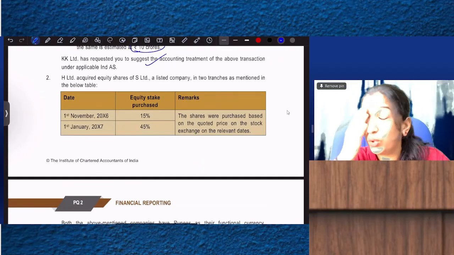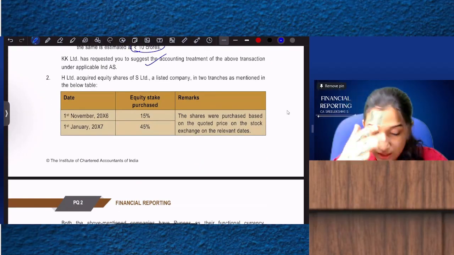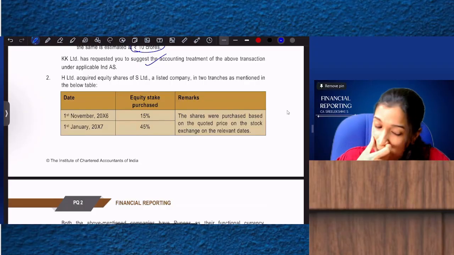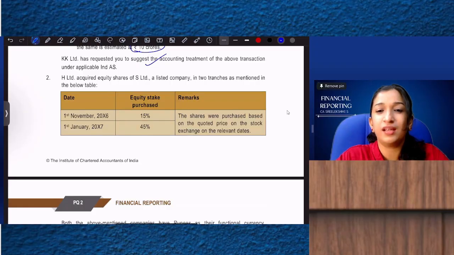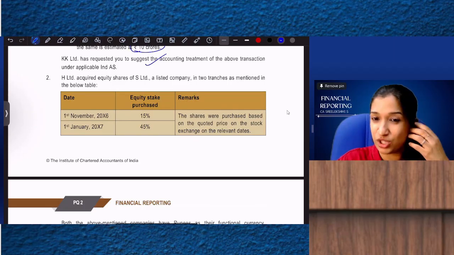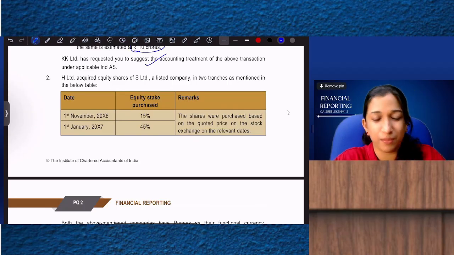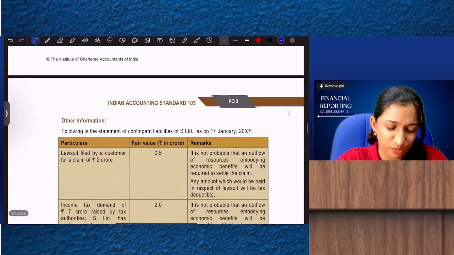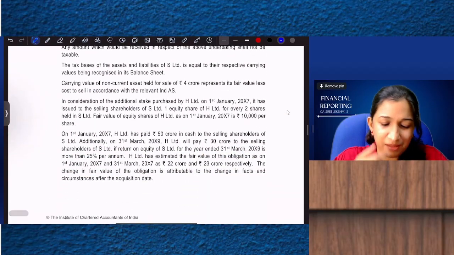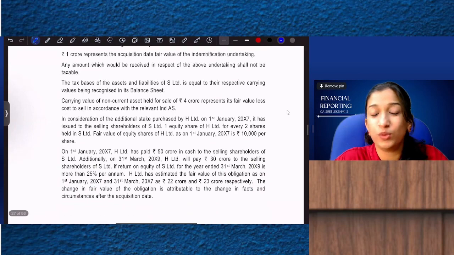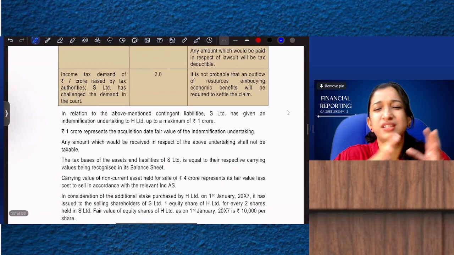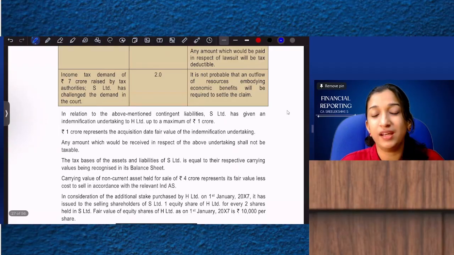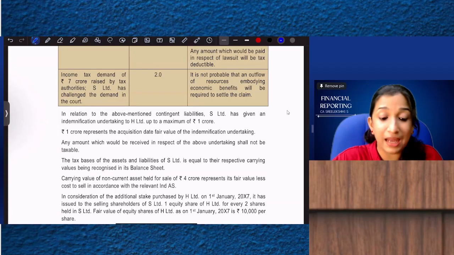Question number 2 was that lengthy question in the Test Your Knowledge, TYK question number 12. This is very similar to what we have done. We just need to calculate the purchase consideration. All the steps are to be done, but we can ignore some. There is no need to prepare the balance sheet.